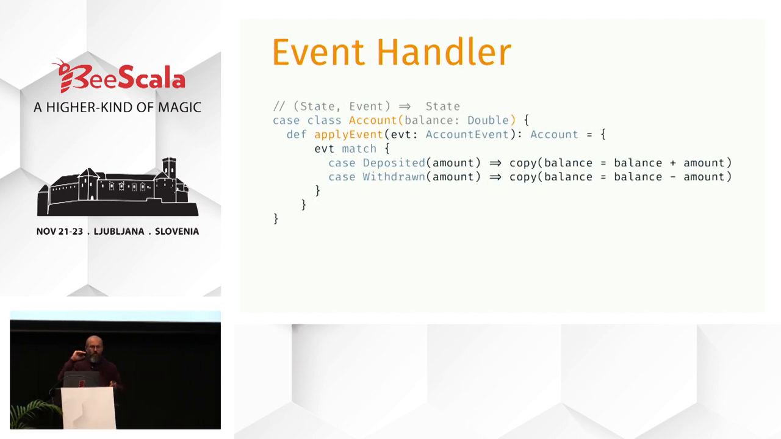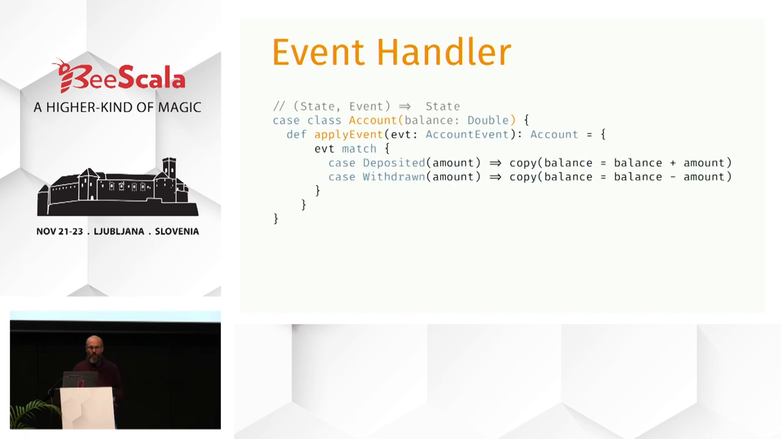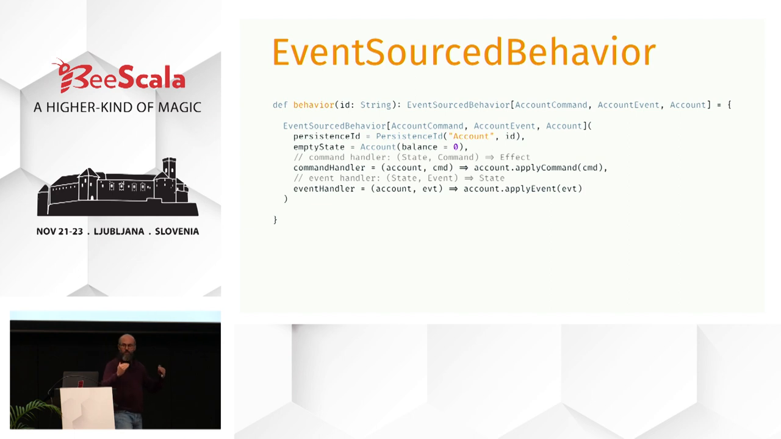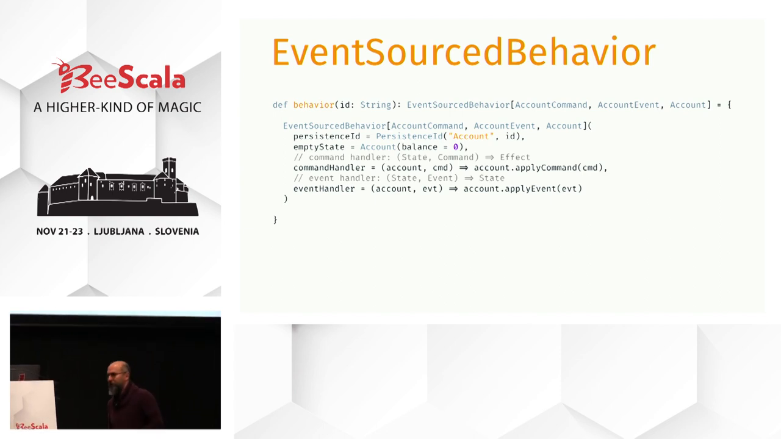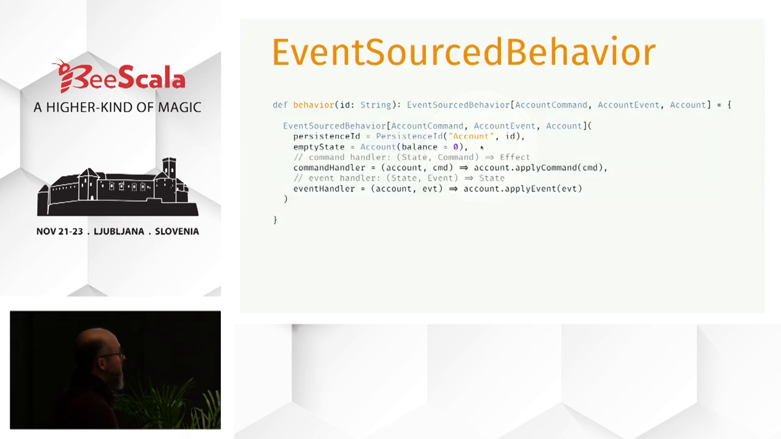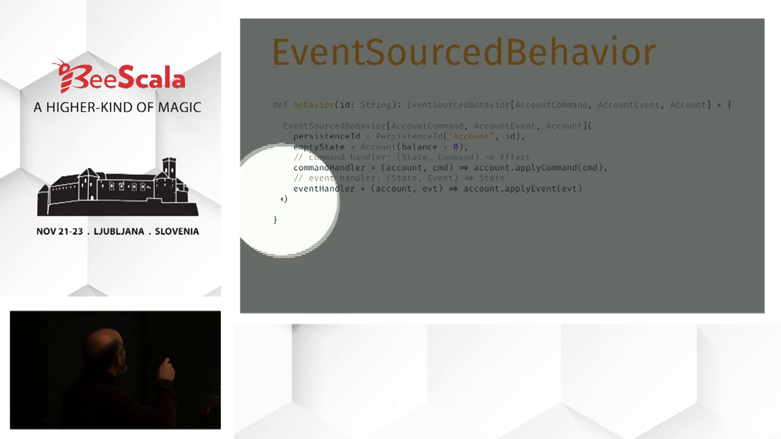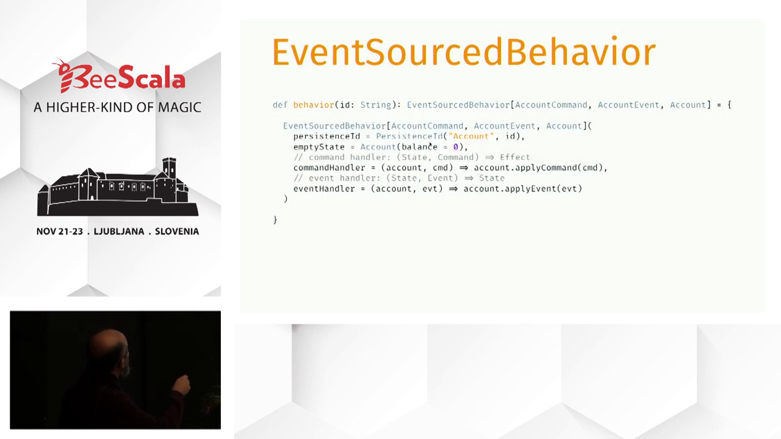So those are the two, like to say, the meat of your event sourced actor: the command handler, where you do validations, and the event handler. Then you have to take those functions and glue them together to build a behavior. So here I'm taking an event sourced behavior for a command, event and account. I need to define a persistence ID. The ID is something that you get from the user, and I will define this persistence ID here, and this account is a kind of namespace, because I can have different persistence entities running, and the ID is just a string. That was not in the previous version, but now you can have this kind of namespace in the journal. My initial state is a balance of zero, and then my two functions.